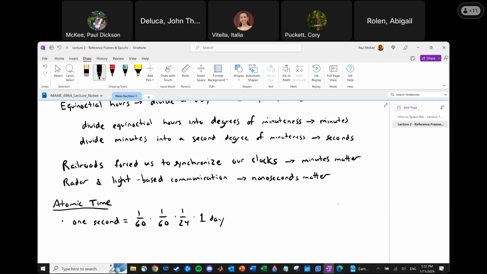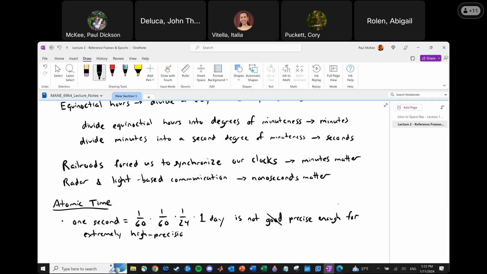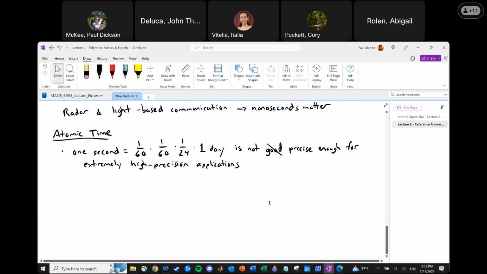But that is not good enough. Let's call that precise, for extremely high precision applications. Okay. So you could also say that 1 day is the time from the apparent local noon to apparent local noon, which is also not good enough, right?